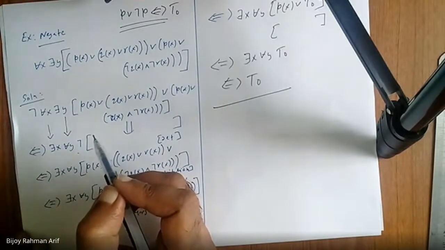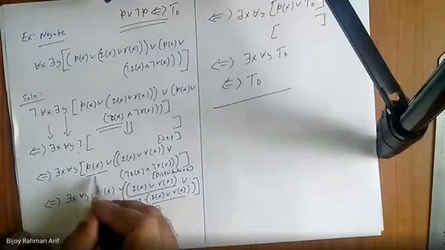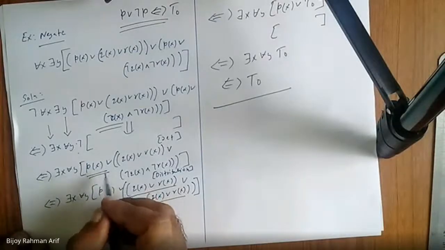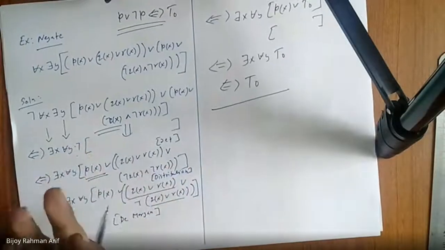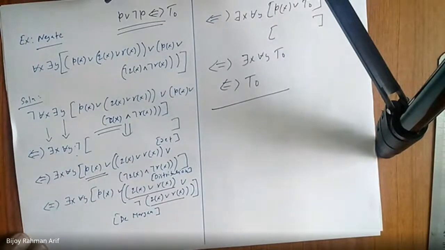I mean, left side, third line. Yes, sir. Not the whole statement. Oh, acha, acha, acha. Then I have taken the distribution part outside. Done? Yes, sir. Okay, then the rest of the thing is pretty clear.